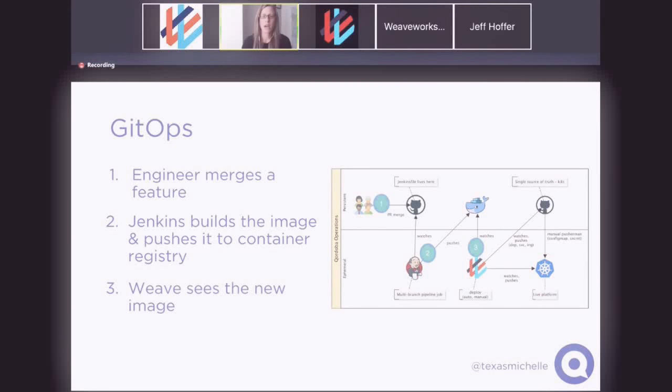And once it's in there, this is where Weave is watching all the time. And we will see a new version of that image pop up. It knows exactly which image belongs to which service, and it can recognize that new version. And it knows that it needs to do something with it. So there's a way to automate your deployments. You can also turn that off. You don't necessarily have to, but we really like the automated release process.